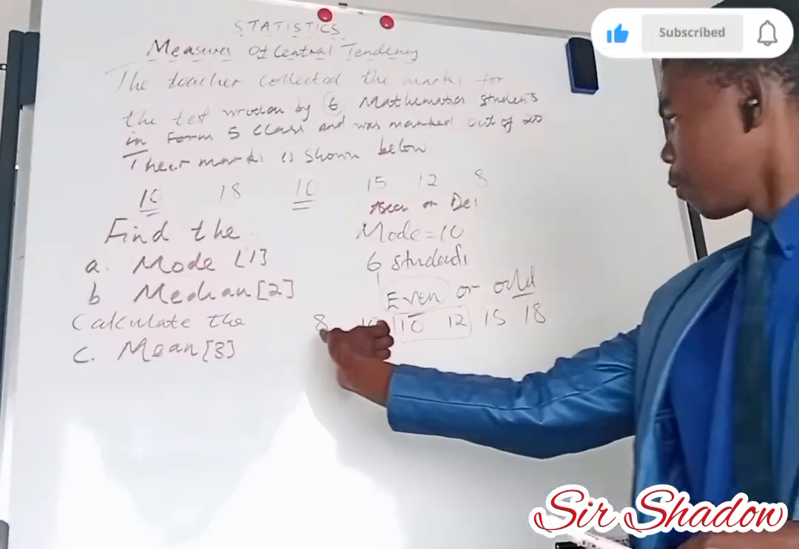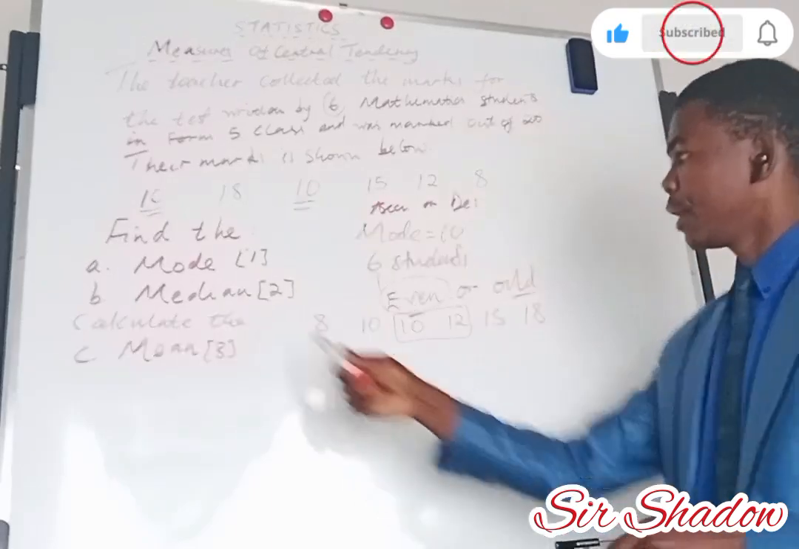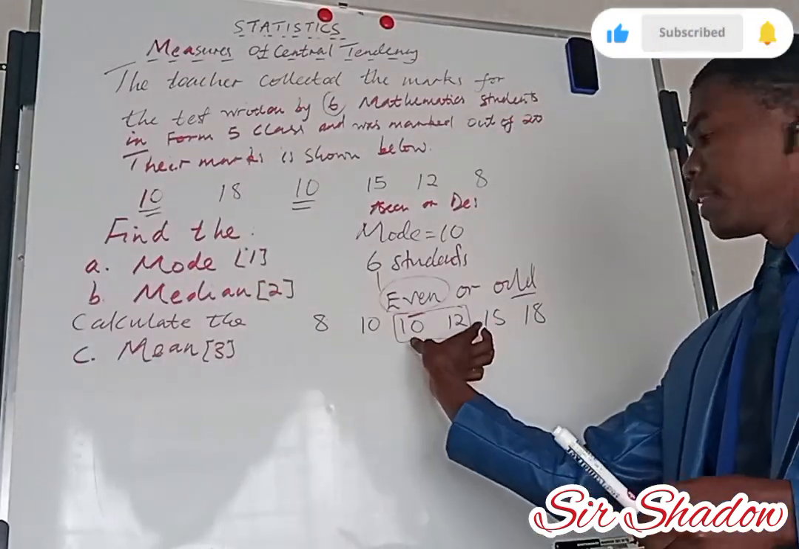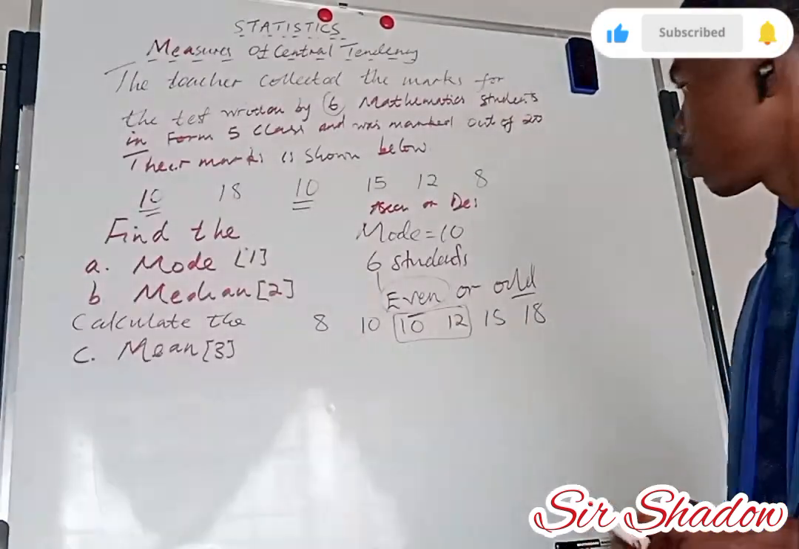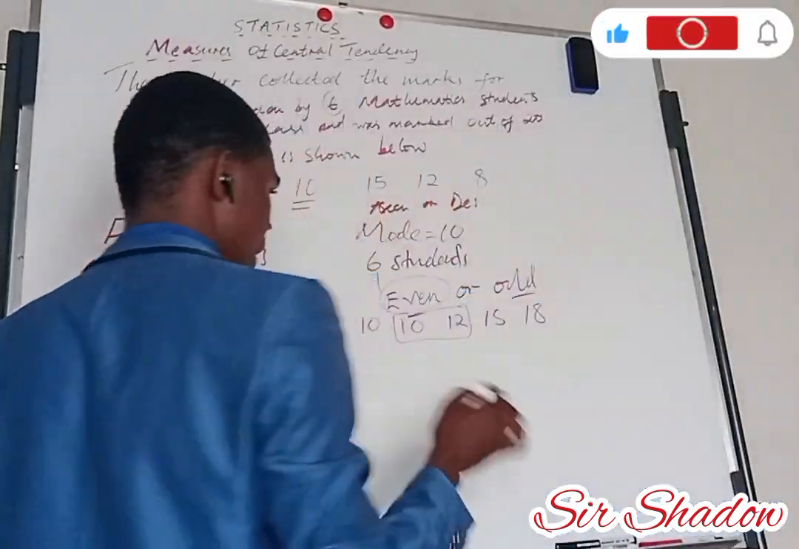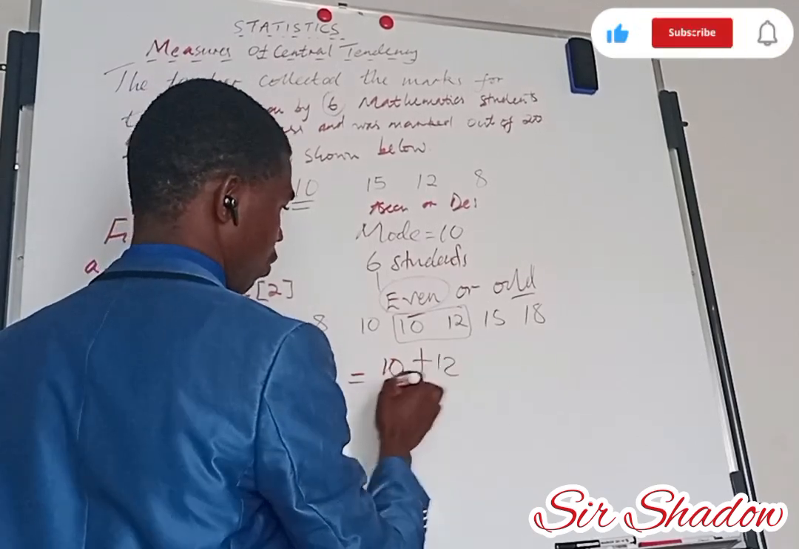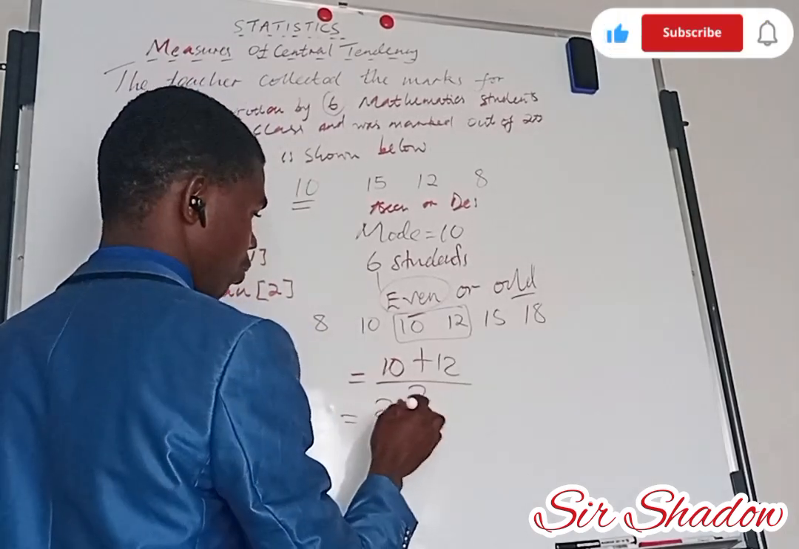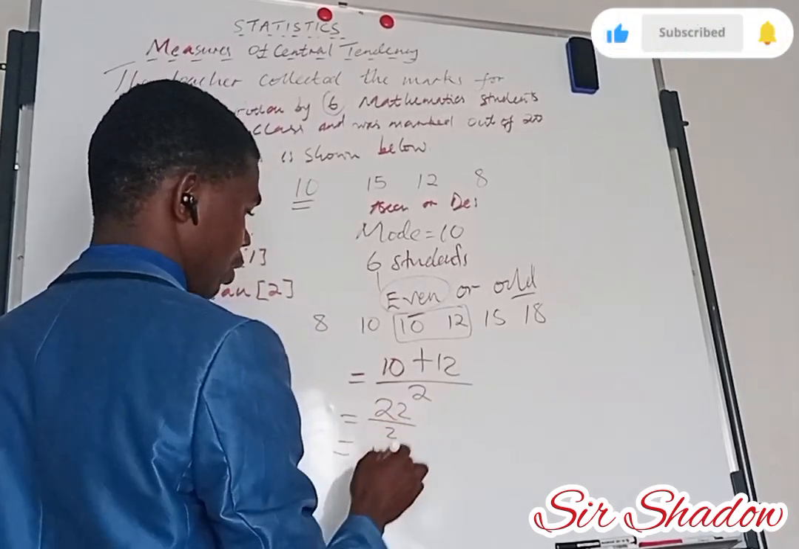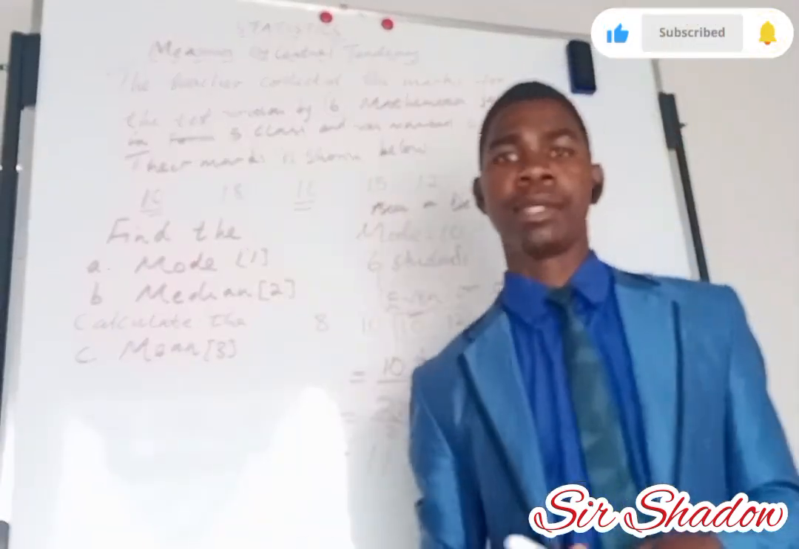Remember, we have 2 values here and 2 values here. We don't have the real median. So we have to add these 2 values and divide by 2. So their sum is 10 plus 12 divided by 2. This is equal to 10 plus 12, which is 22, divided by 2, which is equal to 11. So from this given data, 11 becomes our median.